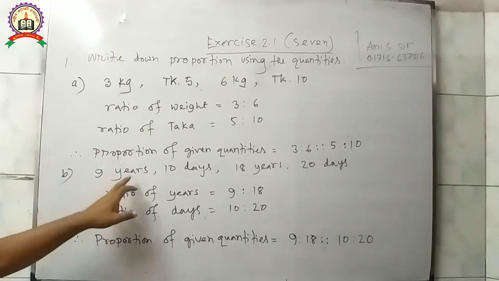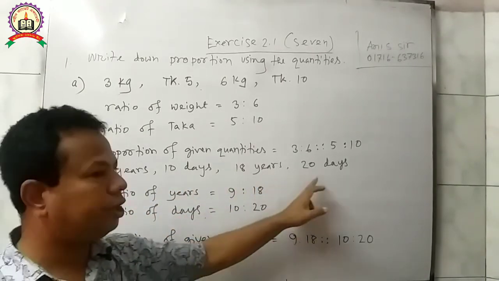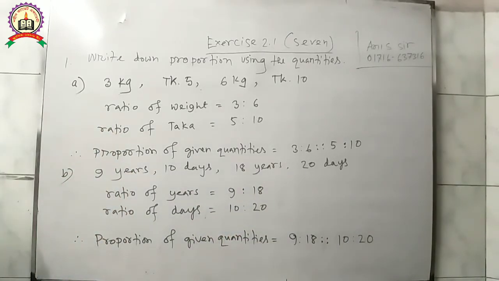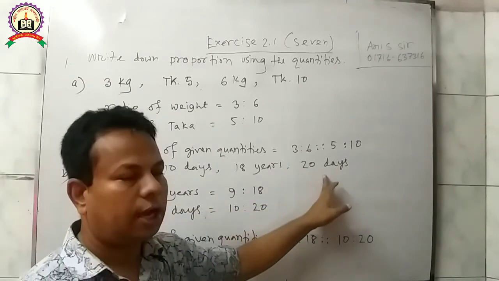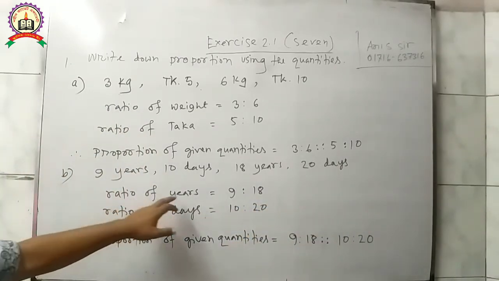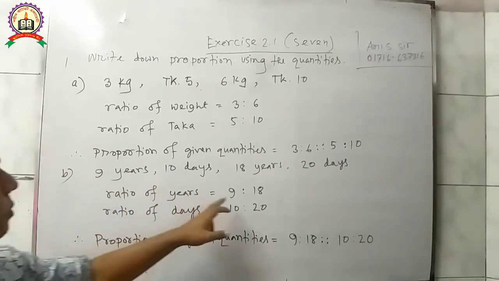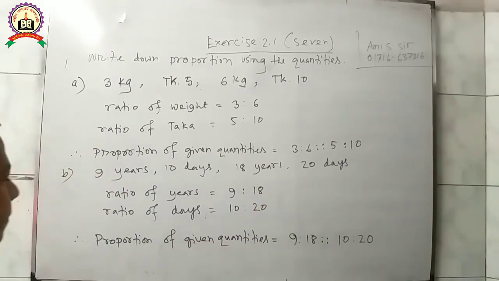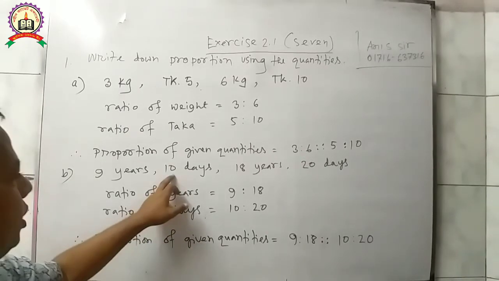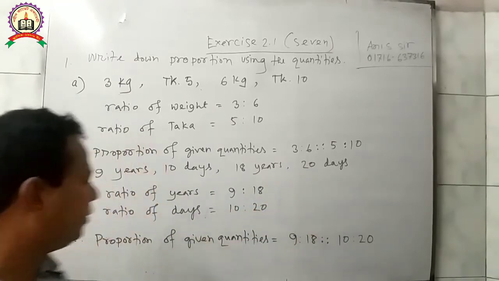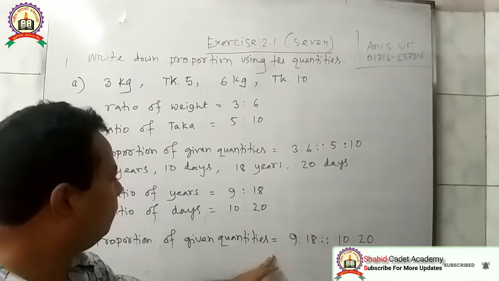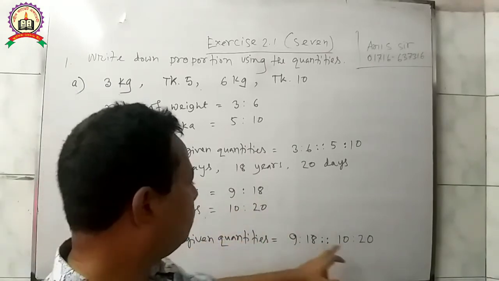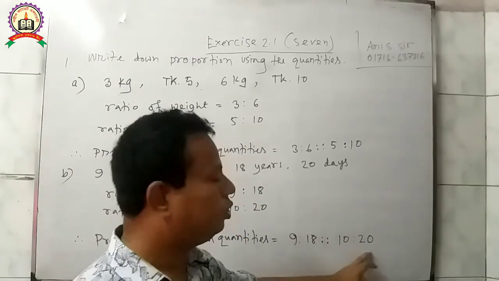B. 9 years, 10 days, 18 years, 20 days. There are four quantities, so we can form a proportion with them. 9 years and 18 years are of the same kind, and 10 days and 20 days are of the same kind. So ratio of years equal to 9:18 and ratio of days equal to 10:20. So proportion of the given quantities equal to 9:18 proportion 10:20.